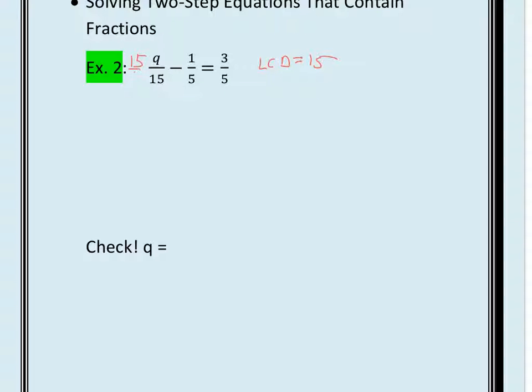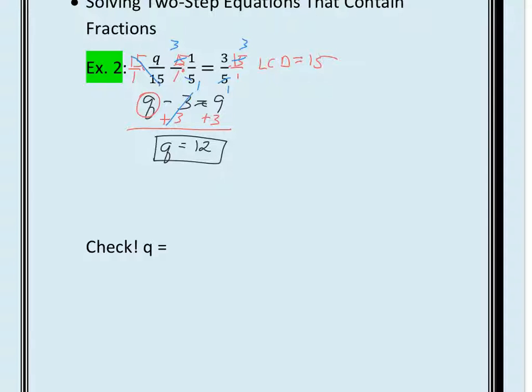So we're going to multiply this side by 15 over 1, and then this side we're going to multiply by 15 over 1, and then multiply this side by 15 over 1. So the 15's cancel, and you're left with a q minus the 5 cancels in the 15 3 times, so we end up with a minus 3 equals this 5 cancels in the 15 3 times again, and 3 times 3 is 9. Now we have a simple one-step equation. We're going to isolate the q by adding 3 to both sides. So the 3's cancel, and we get q equals 12.